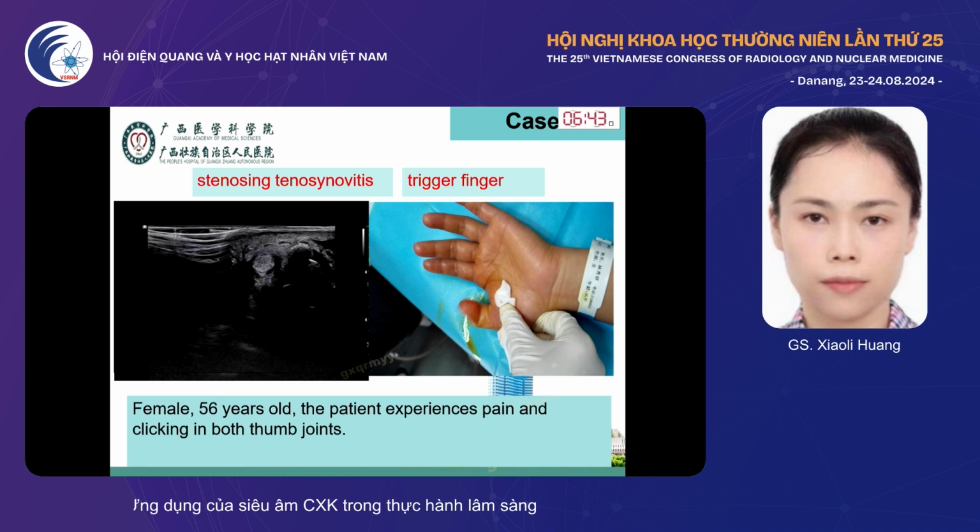Female, 56 years old. The patient experienced pain and clicking in both thumb joints. This is a physical examination video. The left thumb is more severe clinically than the right. Ultrasound image shows thickening of the A1 pulley on the left thumb. The patient can be clearly diagnosed with tenosynovitis, or trigger thumb.